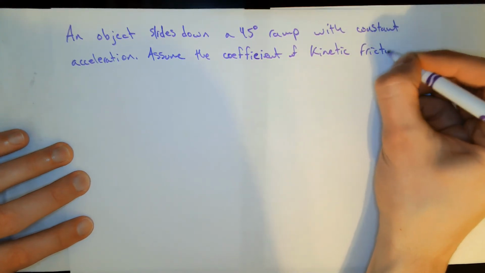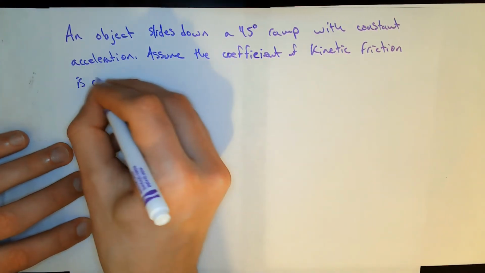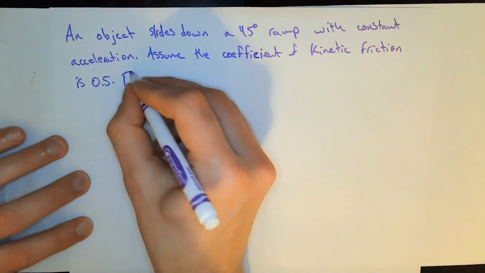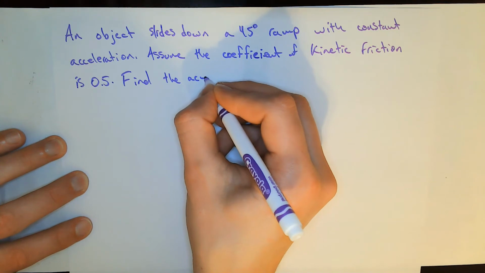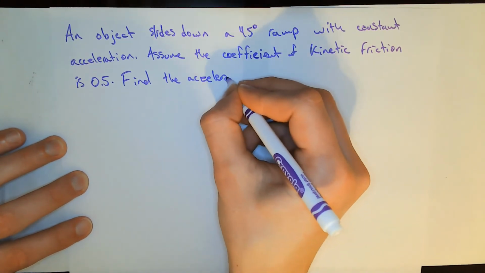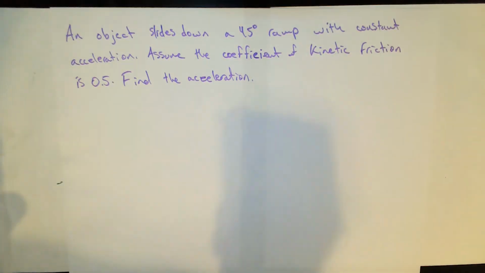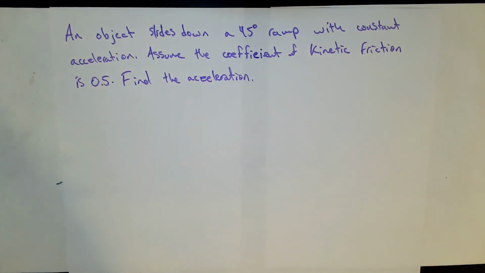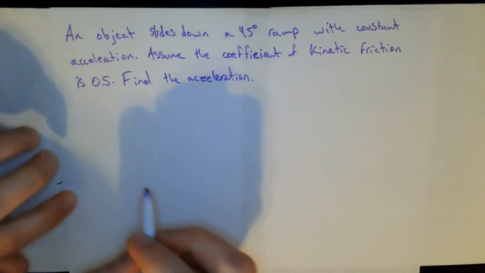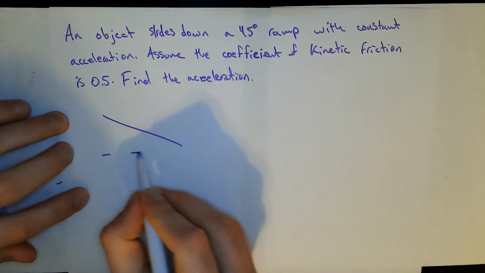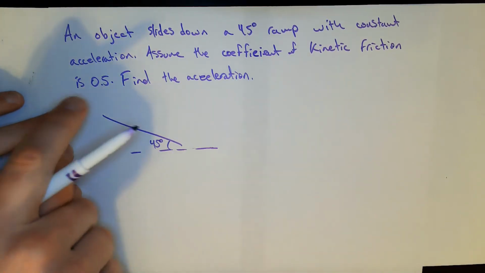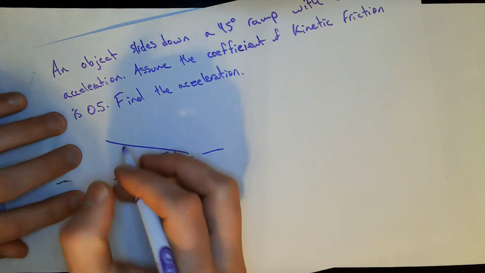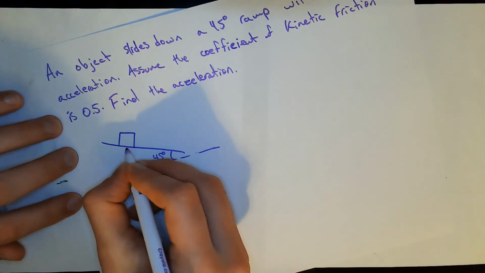Assume the coefficient of kinetic friction is 0.5. Find the acceleration. Alright, first thing we want to do is draw a picture of this. So, 45-degree angle right there. Overall, this thing does have acceleration down the hill. We're going to want to remember that for sure.